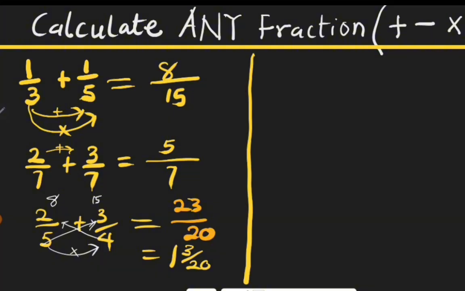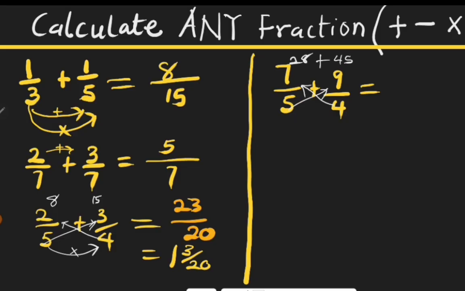Then we move forward to how to add improper fractions. We have 7 over 5 plus 9 over 4. This is an improper fraction. An improper fraction is a fraction where the numerator is bigger than the denominator. Now we have to solve it as the previous one. We say 4 times 7 gives us 28, and we say 5 times 9 gives us 45.